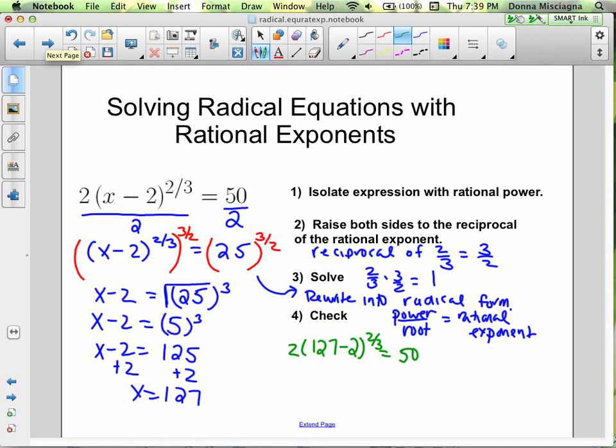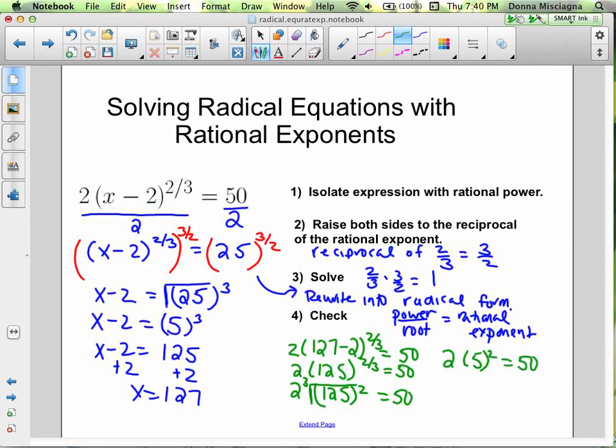All right, so we've got 2 times 125 to the 2/3 power equals 50. Now we're going to want to rewrite that. Remember, the denominator is the index and the numerator is the power. So this is going to be 2 times the cube root of 125 squared equals 50. And we're going to want to take the cube root first. We know it's a perfect cube. We cubed 5 to get 125. So the cube root of 125, of course, that's 5. 5 times itself 3 times gives us 125. So we have 2 times 5 squared equals 50.